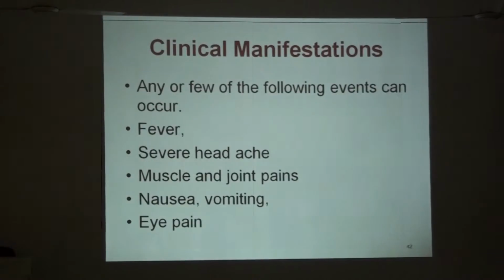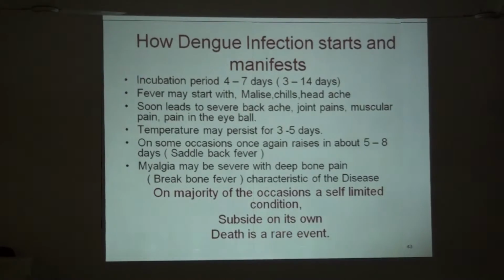What are the clinical manifestations produced by the dengue virus? Any or few of the following events can occur: fever, severe headache, muscle and joint pain, nausea, vomiting, eye pain. The incubation period of dengue virus is 4 to 7 days, and this is known as saddleback fever or breakbone fever, because the illness is so severe with deep bone pain. This disease is self-limiting and subsides on its own. Death is a rare event.